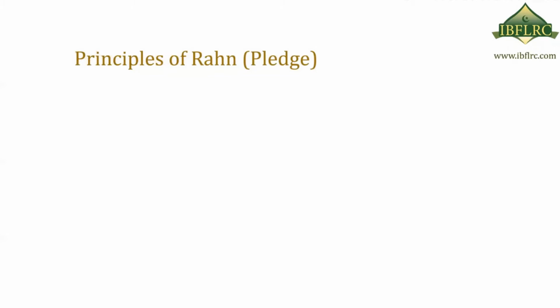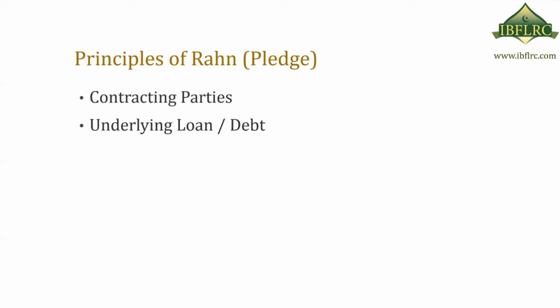Principles of Rahn. Contracting parties must have the legal capacity per Sharia law to enter into a contract. The underlying liability must be binding, matured, and clearly known to all parties. The pledged or Rahn property is of the debtor, to be held by the creditor in lieu of the underlying debt.